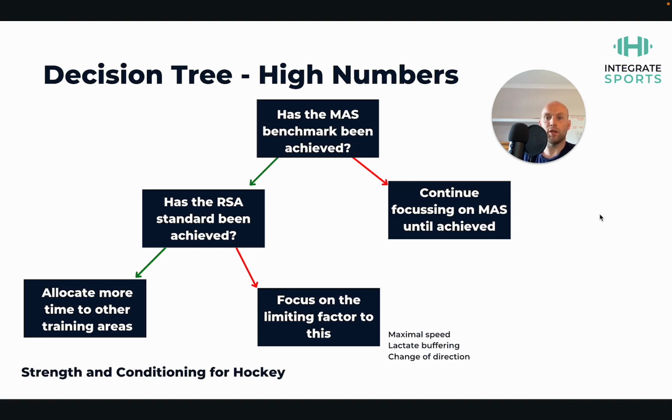So the first question on the decision tree would be, has the mass benchmark been achieved? This is like an inverted hierarchy of need now. So we're looking at the first rung of the ladder. Has the benchmark been achieved? If the answer is no, then we're going to continue focusing on mass until that's achieved.